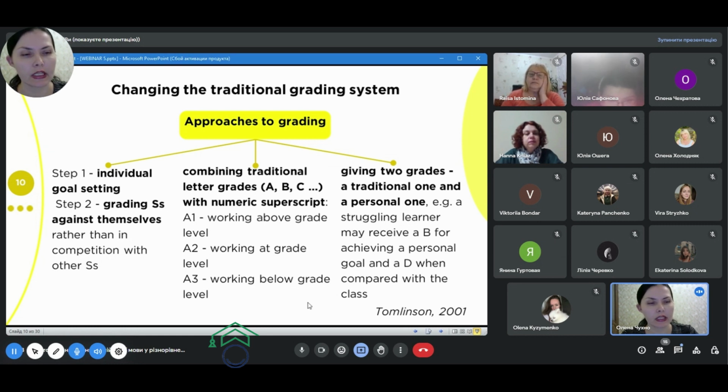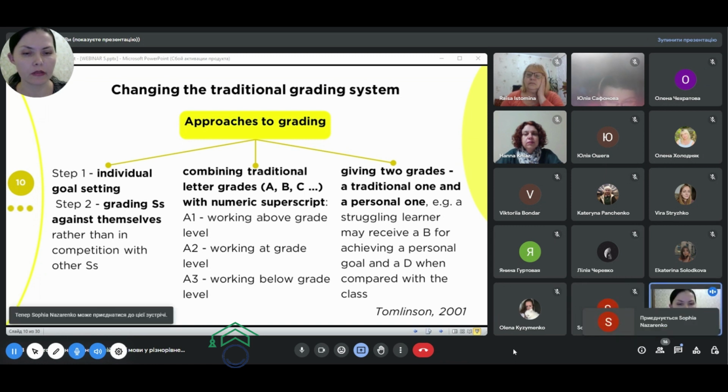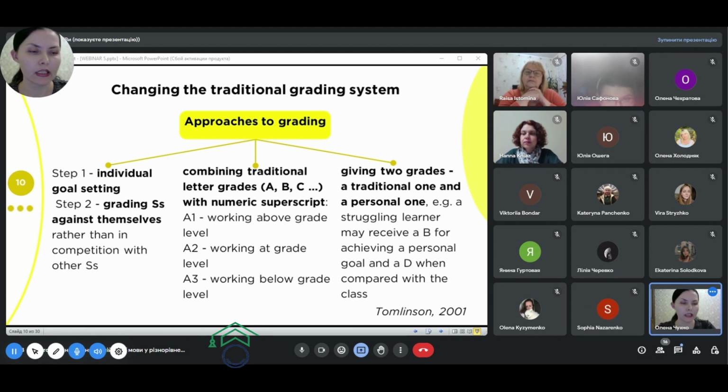Yeah, I suppose that's a good idea if you work with multi-level groups of learners, because you have different levels in one and the same class. Your students were allowed to study in one and the same class, and it's not their fault that their level is a bit lower. They have the right to start where they are. But if they make huge progress, they should be awarded for that. Yeah, so we can assess our students against themselves, but not in comparison with other students.